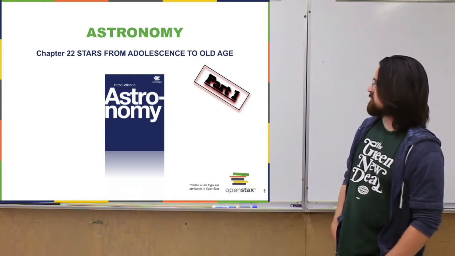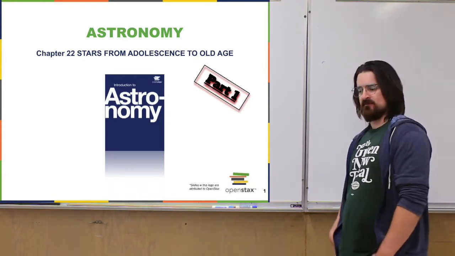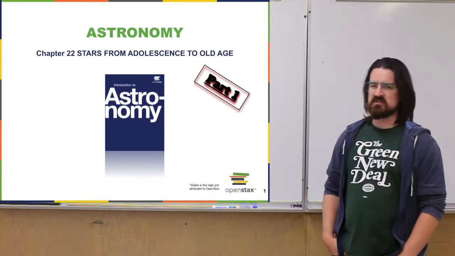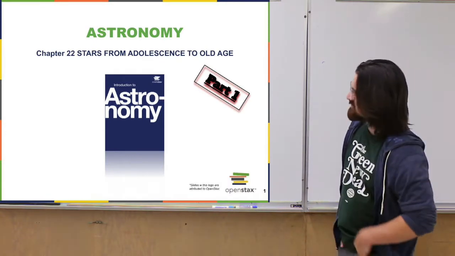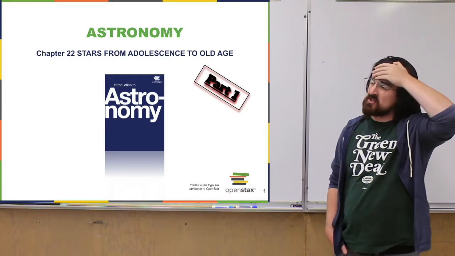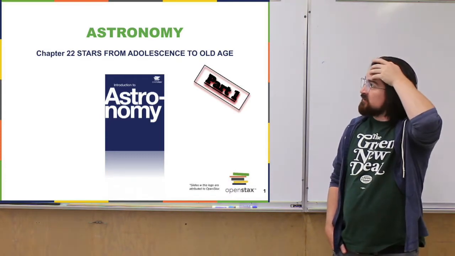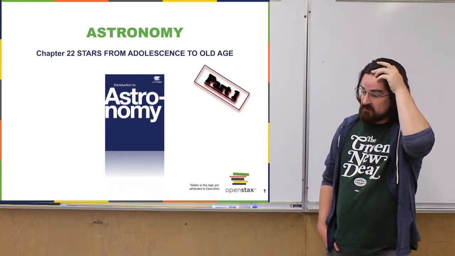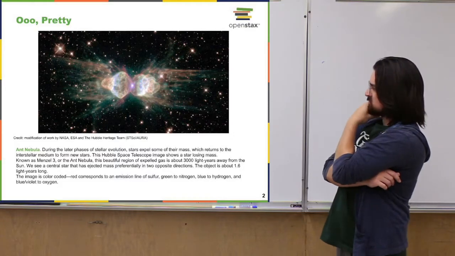Now we're going to talk a bit about the times after that. Adolescence to old age. They say adolescence here. Adolescence and adulthood, it's kind of all the same thing for a star. It's the time that it spends on the main sequence. Start out with a pretty picture.